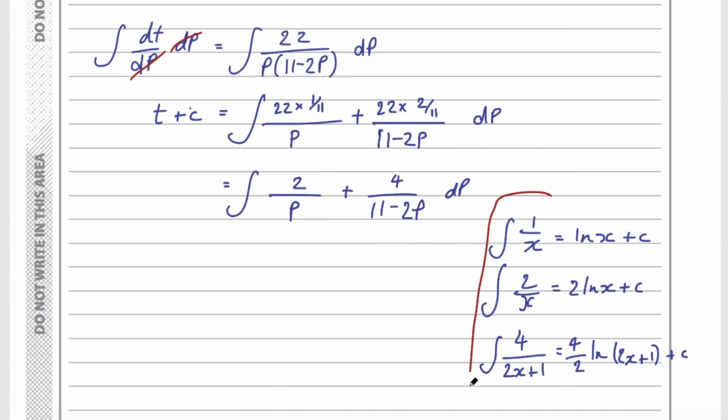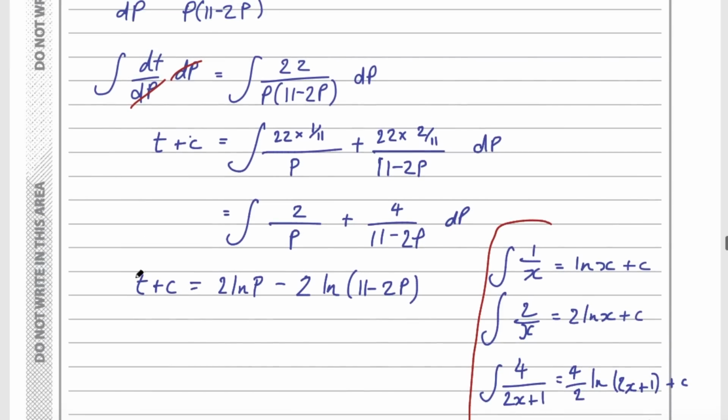So using those ones there, we can say that therefore the integral of 2 over p is 2 natural log p, and now we have a coefficient of -2 and the numerator of 4, so the coefficient here will be 4 divided by -2, which is -2, natural log of 11 minus 2p. And we've already got this constant on the left hand side. We don't really need to add another one on this side. I mean, they just combine to make some unknown constant, so you don't need two of them. And now we have our equation.